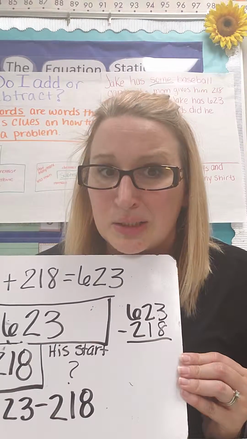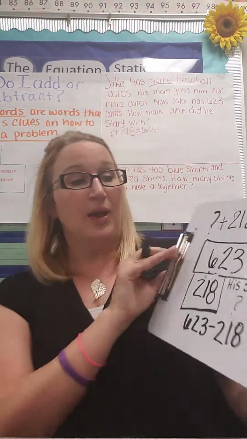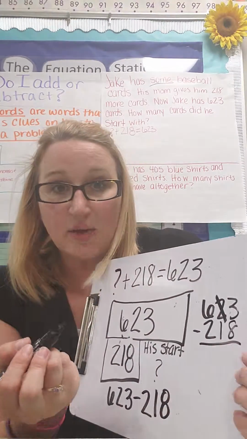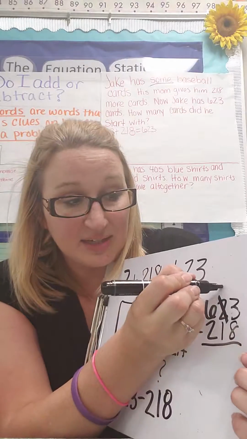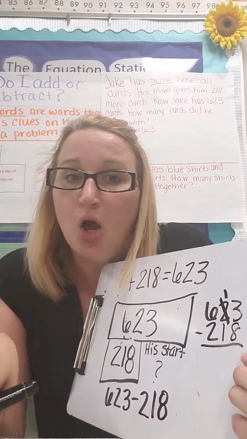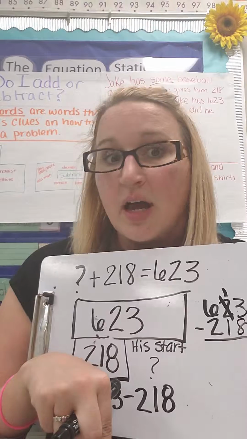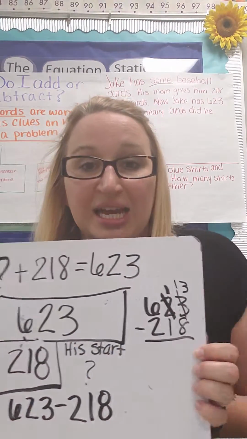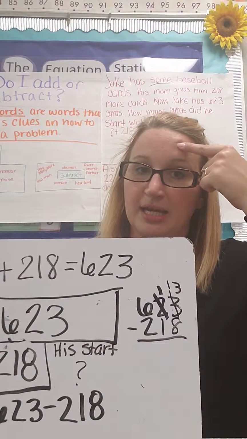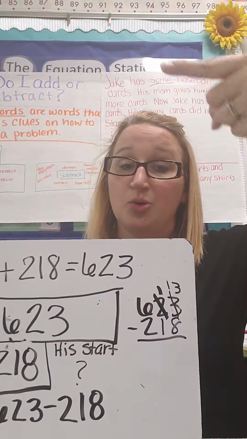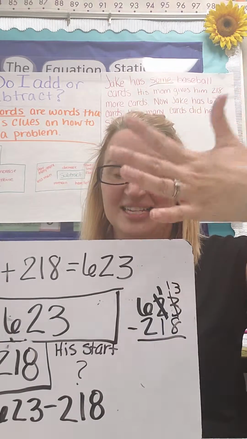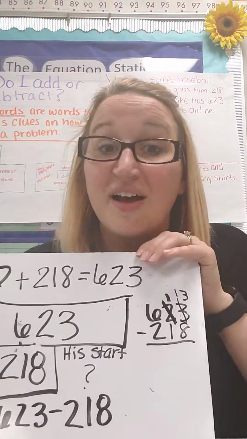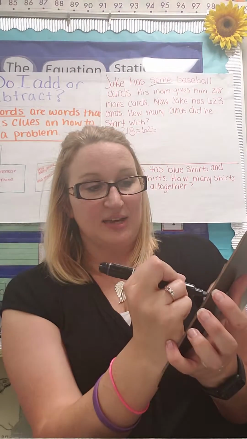So I have to go next door and I have to borrow. I have to smash a 10. So I had 2 10s. Now I have 1 10. And if I put 10 over with the 3 that I already have, I have 13. So this 3 then becomes a 13. Then I can do 13 minus 8. 12, 11, 10, 9, 8, 7, 6, 5. We have 5. 13 minus 8 is 5.